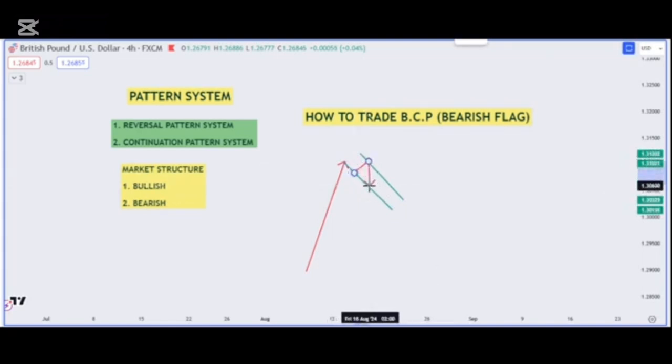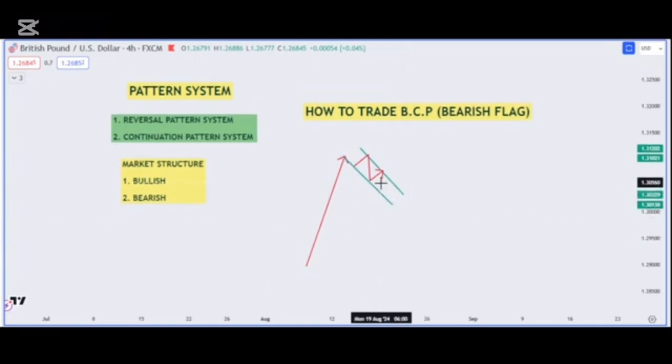First touch, second touch here. You understand? The two sides of the downward parallel line must be touched two times. You have to pay attention to this thing. If this thing is not touched two times, it's not a valid bearish flag or a valid bullish continuation pattern. These things are very, very important. It must be touched two times.